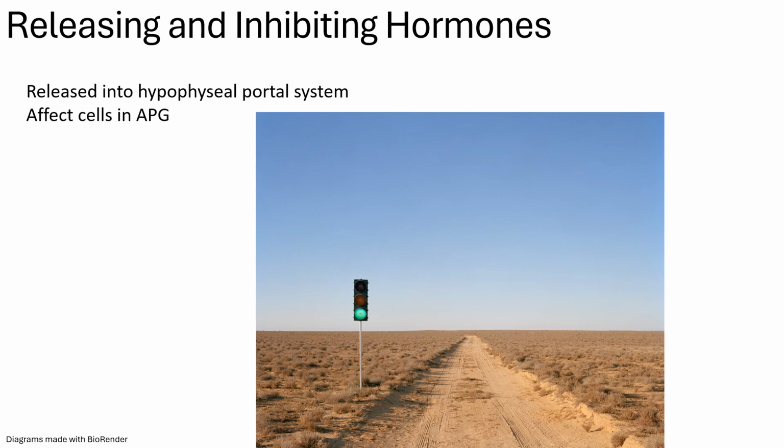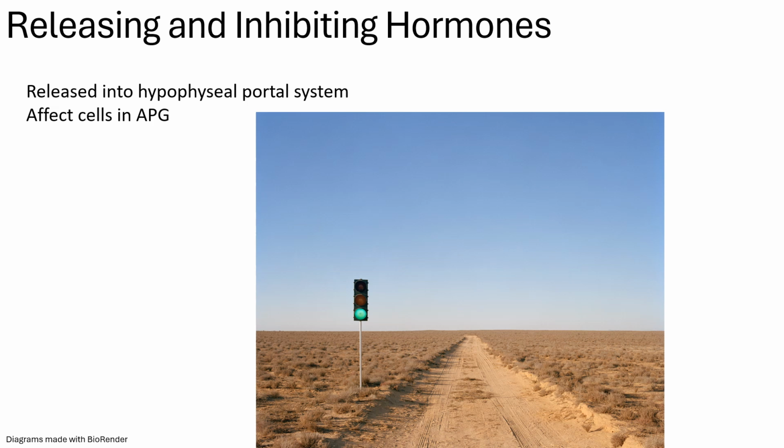The hypothalamus controls the anterior pituitary gland by releasing hormones into the hypophyseal portal system. These hormones, which are called releasing hormones or inhibiting hormones, like thyroid-releasing hormone, regulate the anterior pituitary. So the anterior pituitary doesn't do anything unless the hypothalamus tells it to.